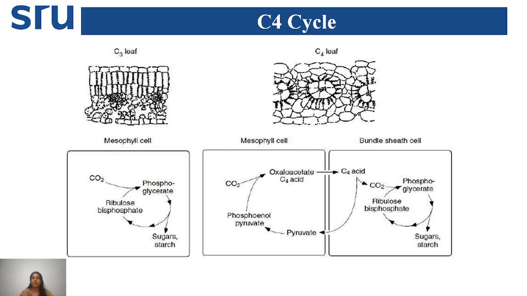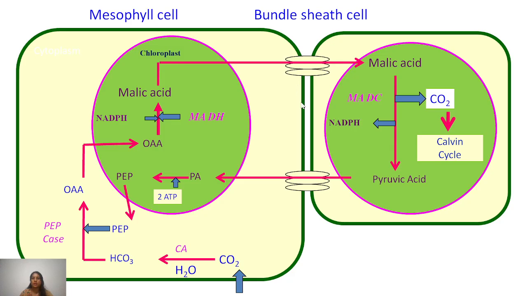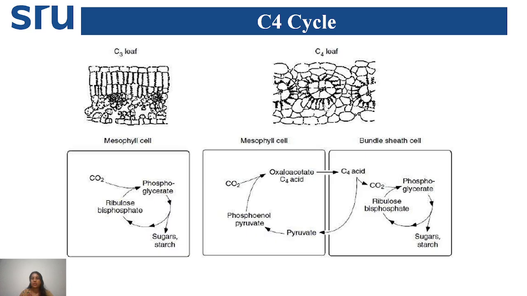Coming to the C4 cycle, what is the difference between C3 and C4? You can categorize that in the leaf anatomy itself. Here the cell structure is different. In C4 leaves, we call it Kranz anatomy. What do we mean by Kranz anatomy? For example, this is the bundle sheath cells. Bundle sheath cells surround the xylem and phloem in a circular, ring-like structure.